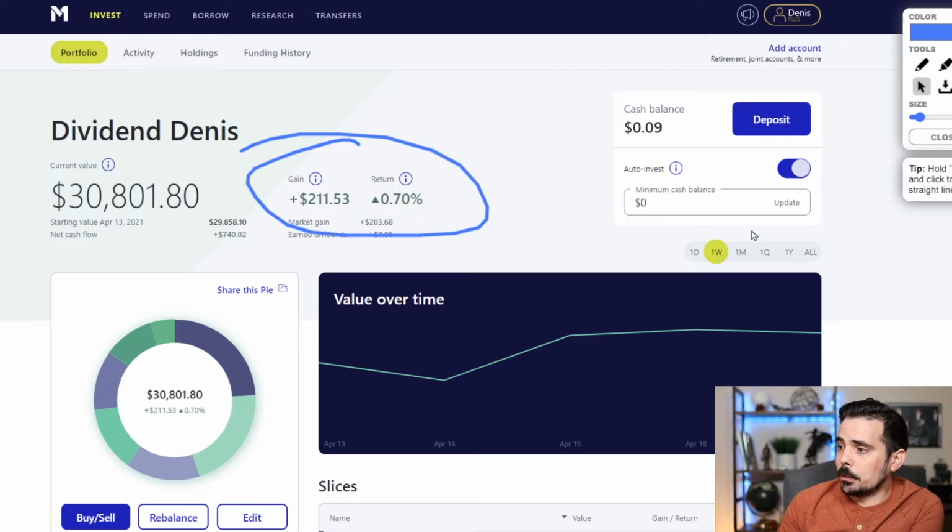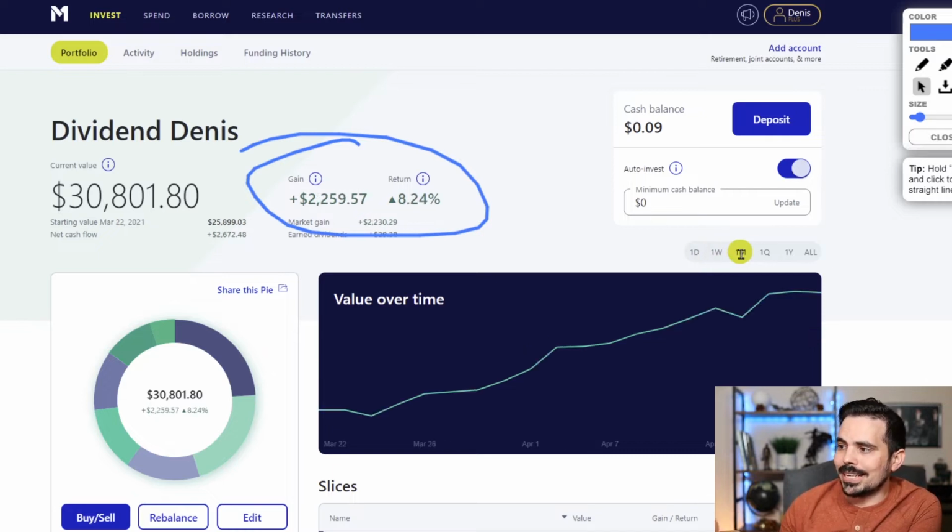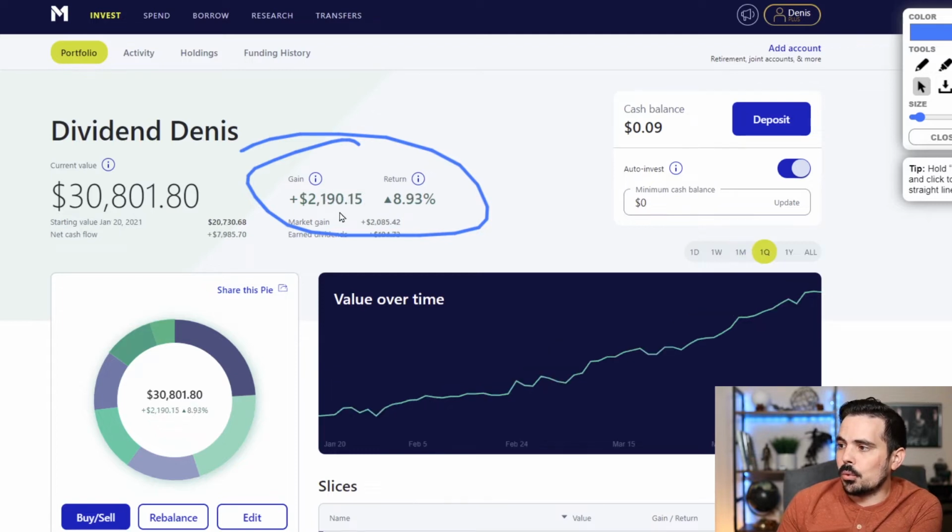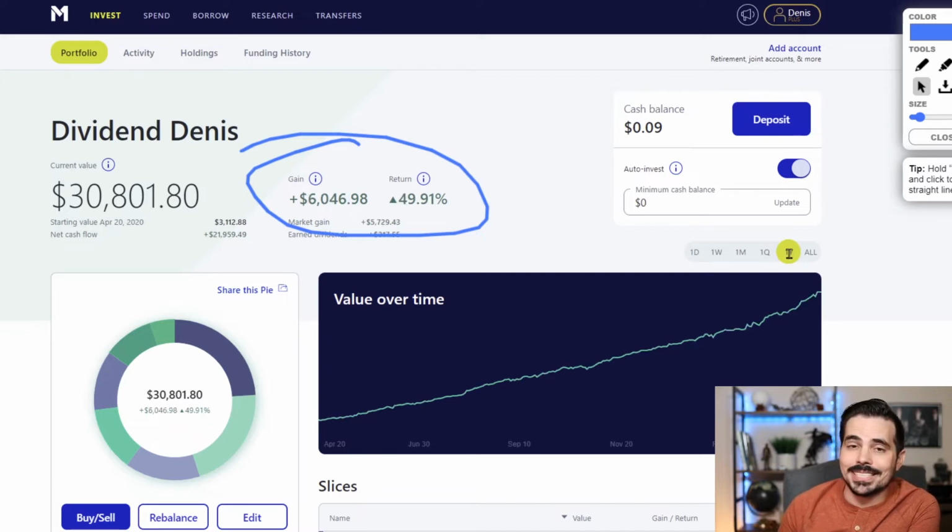For the last week, this portfolio has done $211. The last month, $2,259. Last quarter, a little bit less because it's fluctuated, so that's $2,200. And in the last year, it's about $6,046. So that is pretty cool.